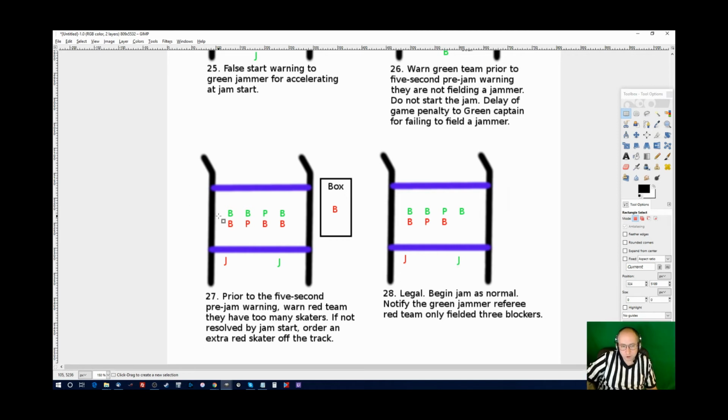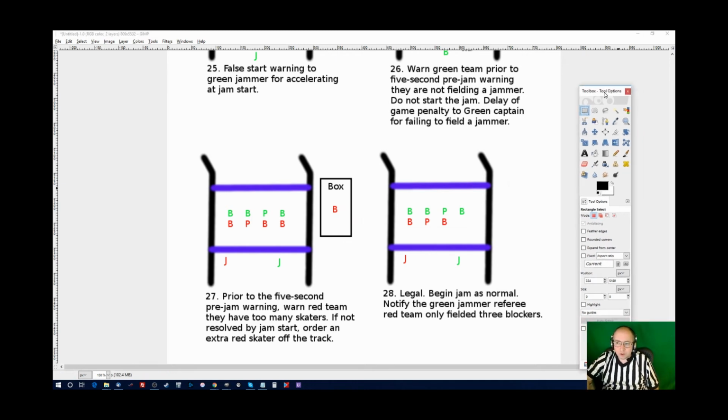But generally speaking, you're going to order the closest, and you'll generally try not to order the pivot off the track in this case because they have a right to field a pivot. So that would impact the game more if we ordered the pivot off the track. We'd rather get one of the blockers off the track. 28. Legal. Begin the jam as normal. Notify the green jammer referee that red team has only fielded 3 blockers. That's fine. It's just the other blockers. That's a not point that person can get.